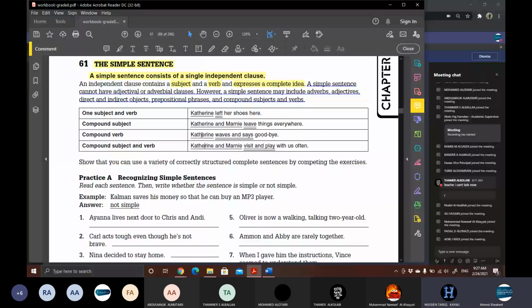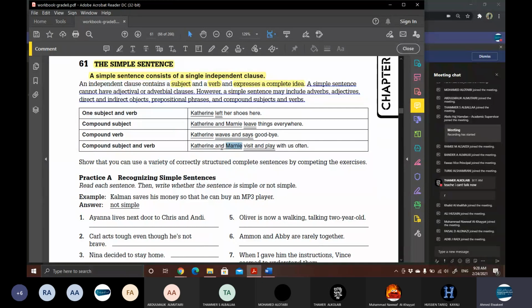So we will have just one subject performing one action verb, like Catherine, subject, left her shoes. Catherine and Marley, that's a compound subject leaving things, performing one action. But Catherine waves and says goodbye. So one subject performing two actions, so that's a compound verb.